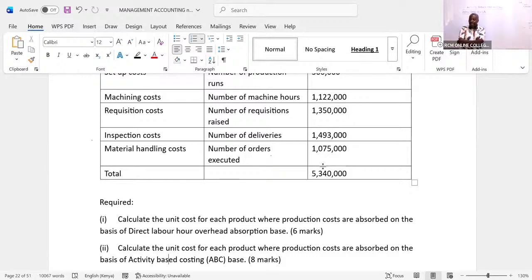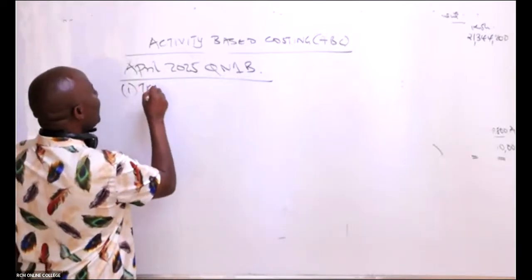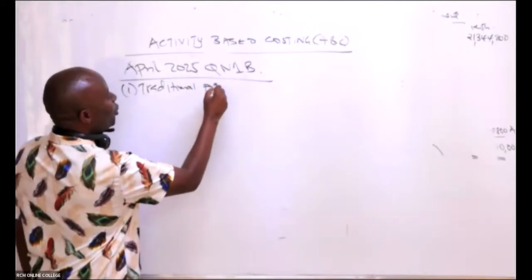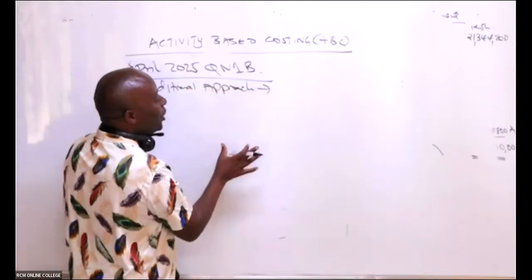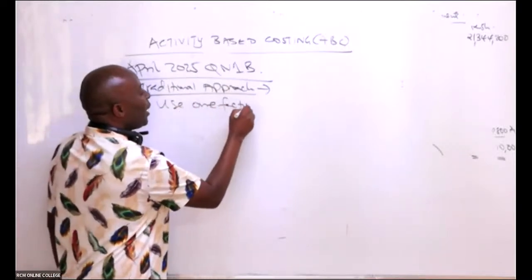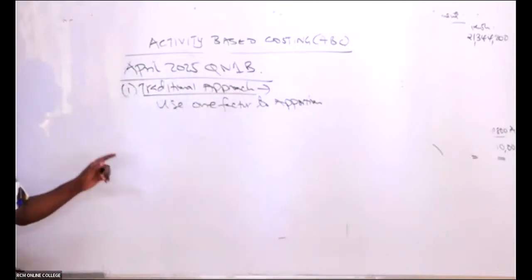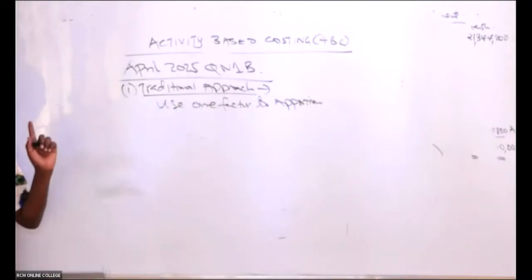So they want me to calculate these costs for each of these products by, first of all, apportioning the entire overhead of 5,340,000 using one cost driver, one factor. So in this case, number 1 is a traditional approach. Why am I saying it's a traditional approach? Because they have asked us to use one factor to apportion. And do we know this factor?